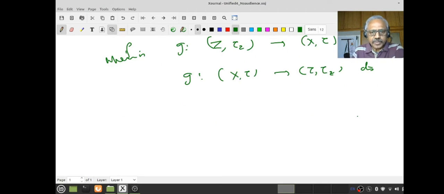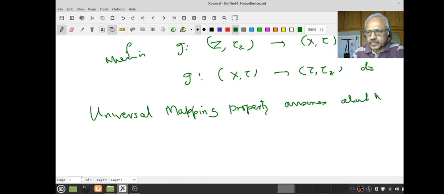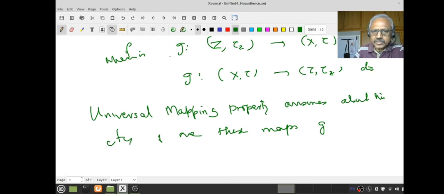What the universal mapping property says is that it will answer one of these. It will talk about the continuity of one of these maps, either the first g or the second g. Are you following? So the universal mapping property answers about the continuity of one of these maps. I could have called them g1, g2, or g and h, but I just used g.